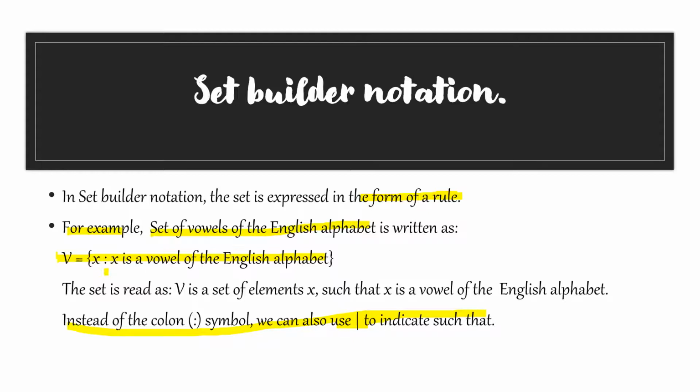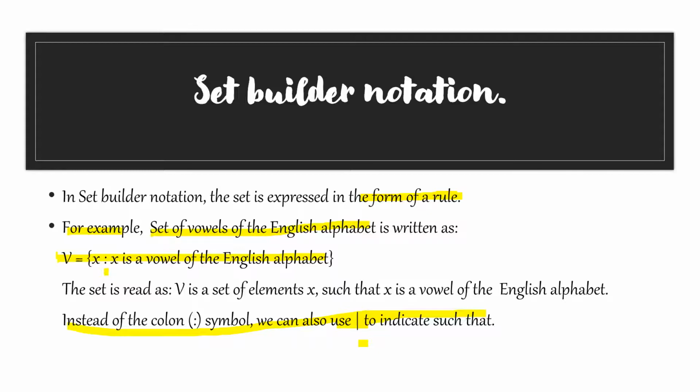So in this set we write all the elements as X. You can also use any other letter. Instead of X you can write Y, M, N or any letter of the English alphabet. And then we put a colon or use this sign to denote such that, and then we write the condition of that set. V is a set of elements X, but what is X here? So you have to write that X is a vowel of the English alphabet, or whatever the elements of that set are. You have to write that condition in this set after putting the colon. So this is how we write set builder notation.